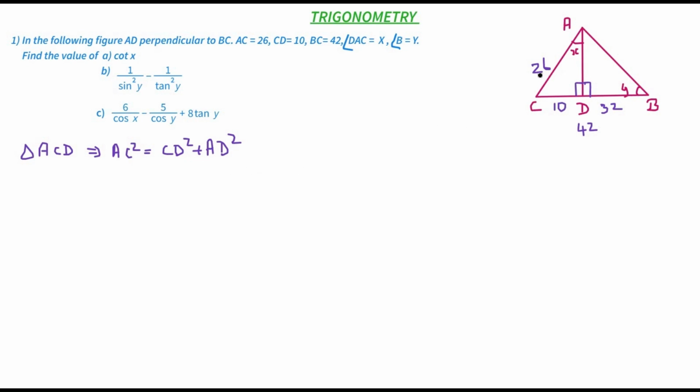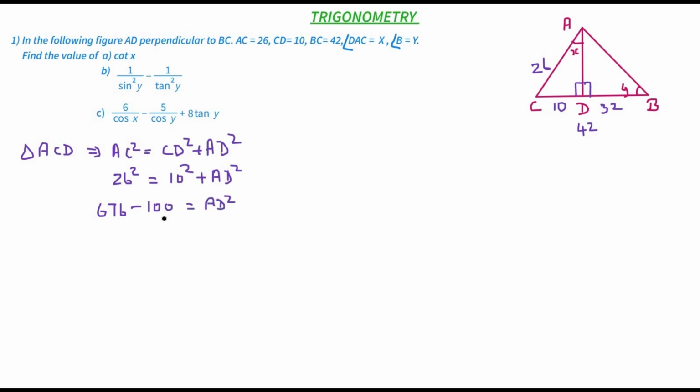And now let's substitute the values. AC is 26, so it is 26 square equals CD is 10, 10 square, plus AD, which is to be found out. So we have written it here. Now what is 26 square? 26 square is 676, and this 10 square I'm bringing to the other side. Whenever a plus goes to the other side of the equation, it becomes a minus. So it is minus 100 equals AD square.